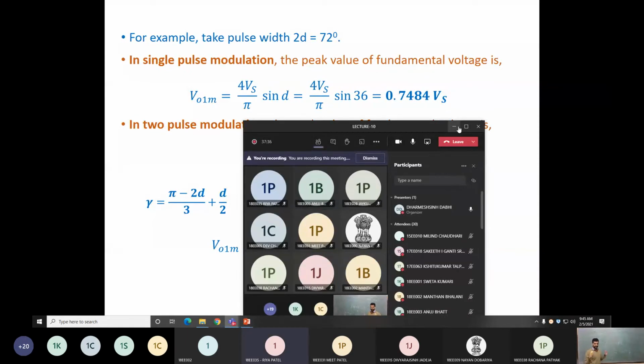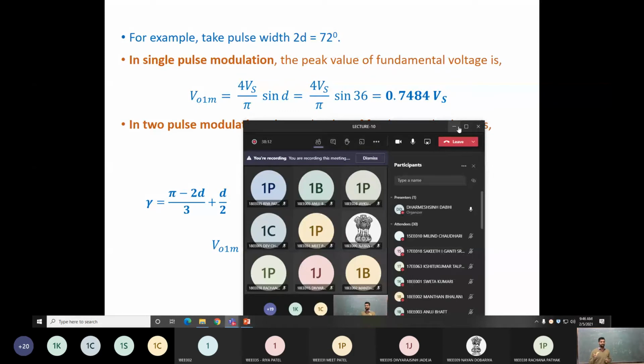So in multiple pulse modulation, we do the same thing. As we increase the number of pulses per half cycle, the magnitude of the lower order harmonics automatically reduces. That we will see in the simulation also by FFT analysis. You can see that in the multiple pulse modulation technique, the magnitude of the lower order harmonics reduces as you increase the number of pulses. So ultimately, you require a small size of the LC filter circuit, and the cost of your inverter is reduced.